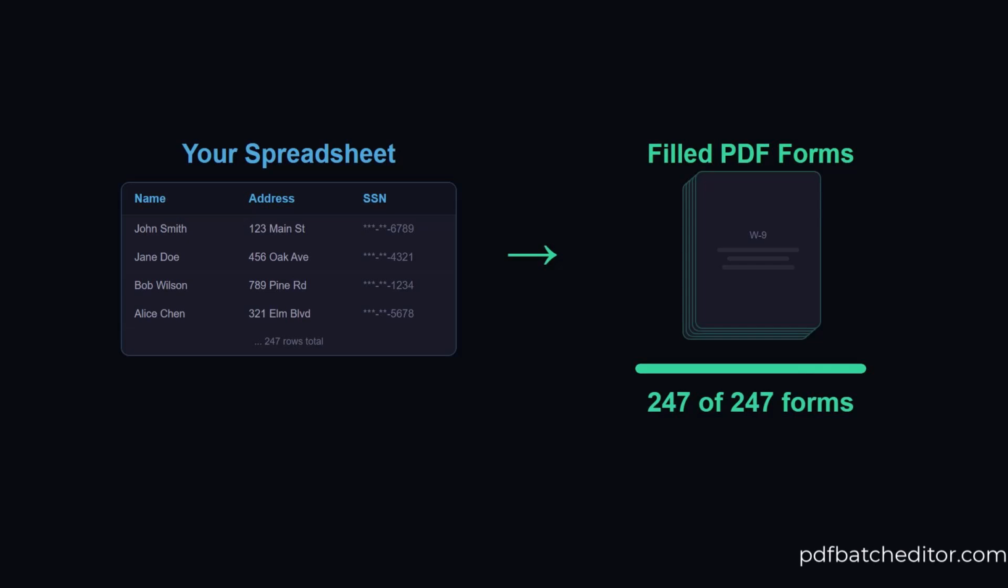In Word, you'd use mail merge, but Word can't mail merge into a PDF form. Adobe Acrobat can fill one form at a time, but not 247 from a spreadsheet. Online tools. You'd be uploading 247 tax documents with social security numbers to a third-party server.